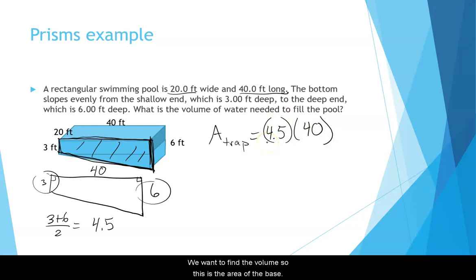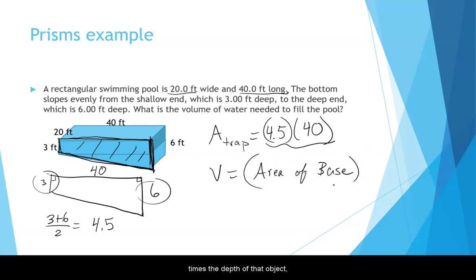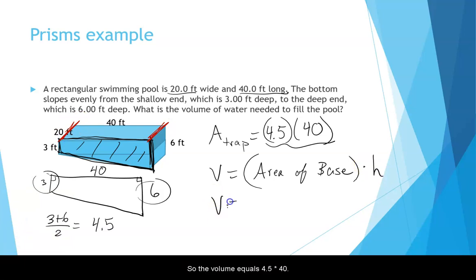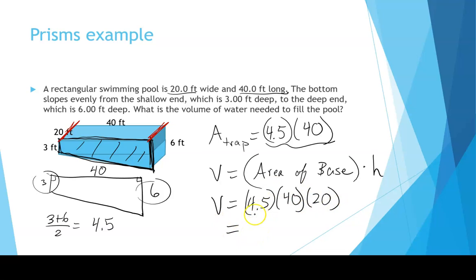But we want to find the volume. So this is the area of the base. And so to find the volume, we want the area of the base times the depth of that object, or height of that object. And in this case, that height is that distance right there. So that's 20 feet in this problem. So the volume equals 4.5 times 40 times 20. Multiplying that all together, we end up with 3,600. Since this is a volume, that is feet cubed.